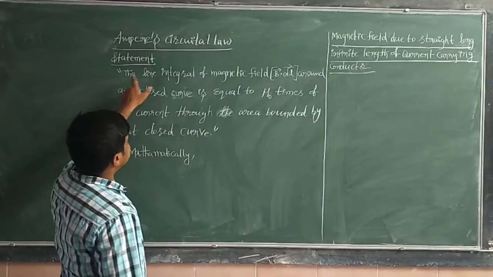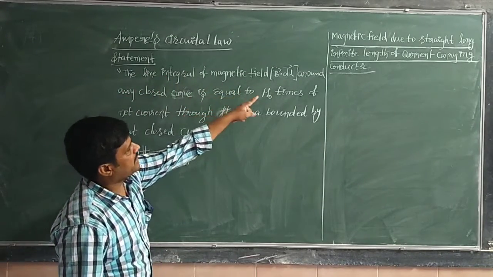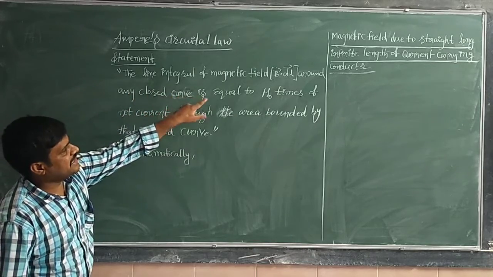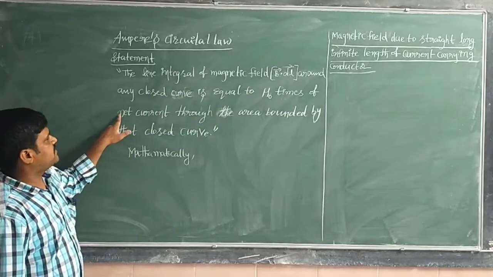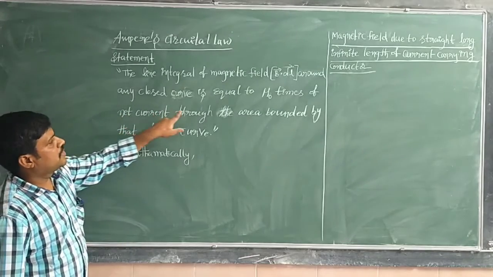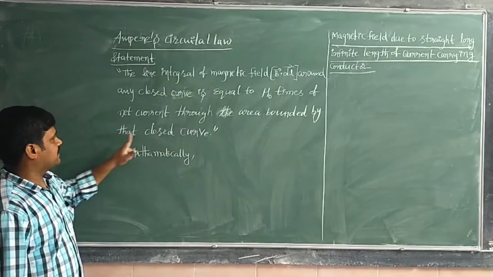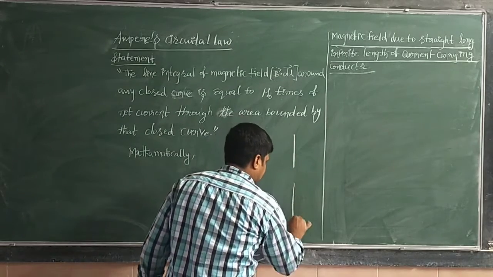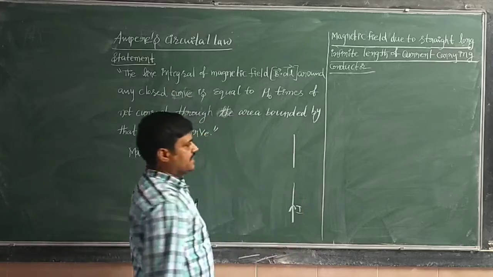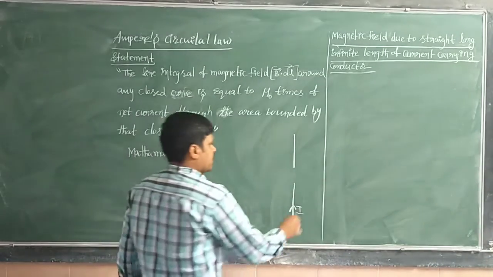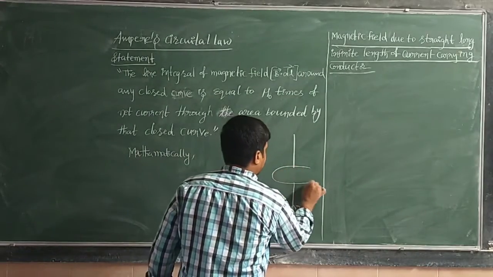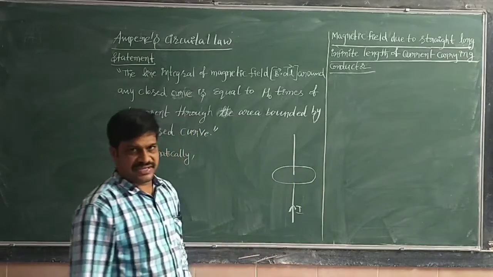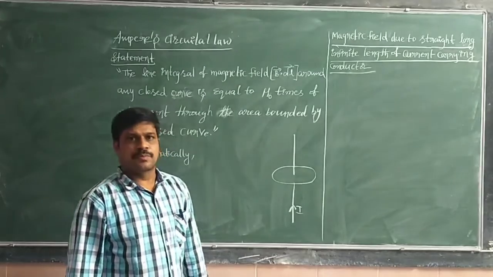What does this mean? The line integral of magnetic field around any closed curve is equal to mu naught times the net current through the area bounded by that closed curve. This is nothing but one current carrying conductor. Suppose I current is flowing in this conductor. If I current is flowing in this conductor, what will be produced? Magnetic field will be produced.